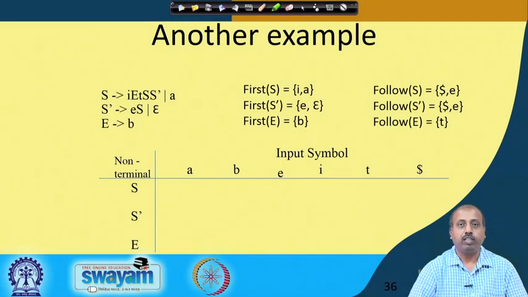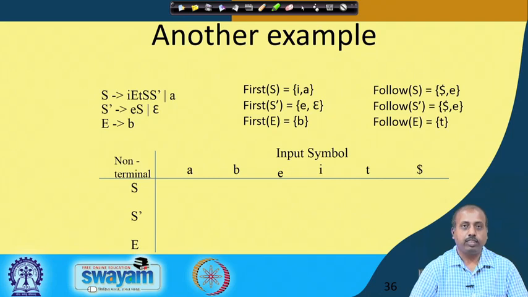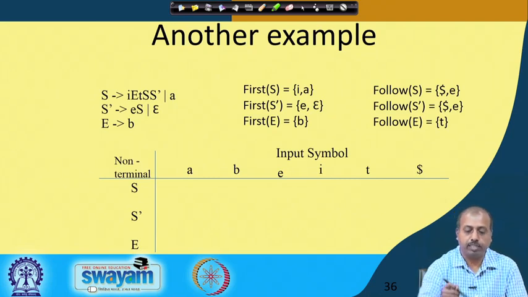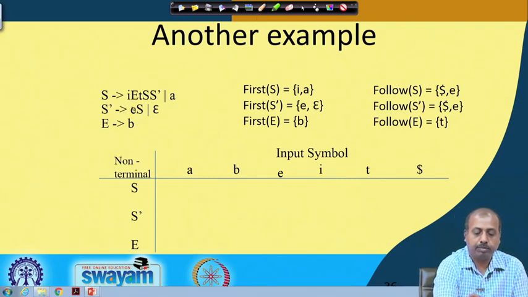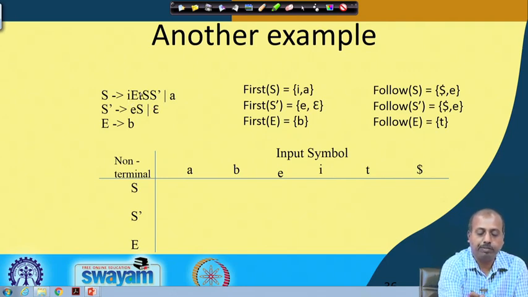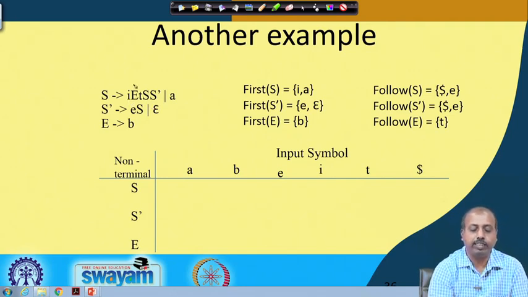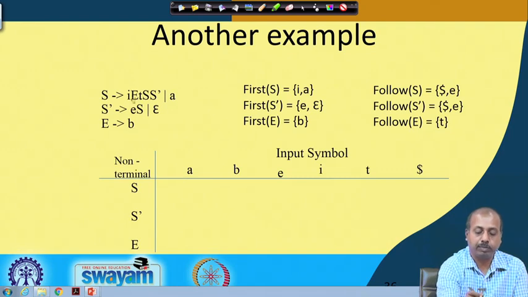Let us take another example of this predictive parsing table construction. This is the grammar that we have, that is S producing, basically the if-then-else grammar. I is a terminal symbol for if, T is a terminal symbol for then, and E is the expression. For the expression part, we make it B for the sake of simplicity.